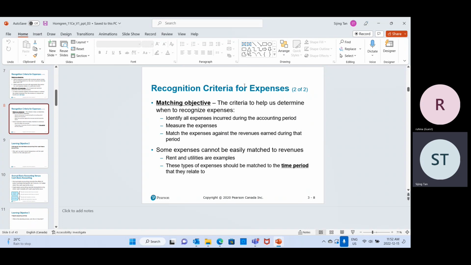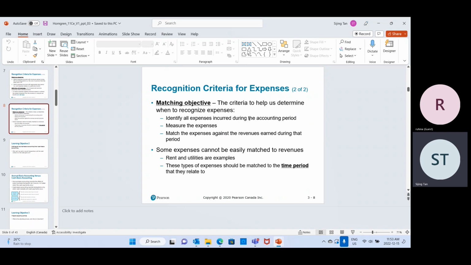Now, this is a detailed introduction about the matching objective. The matching objective helps people determine when to recognize expenses, right? Identify all expenses incurred during the accounting period, like prepaid expenses, even though you haven't paid cash yet. If the expenses happened during December, then we have to recognize those expenses in December, even though we haven't spent the money until the next year. We still need to recognize it.